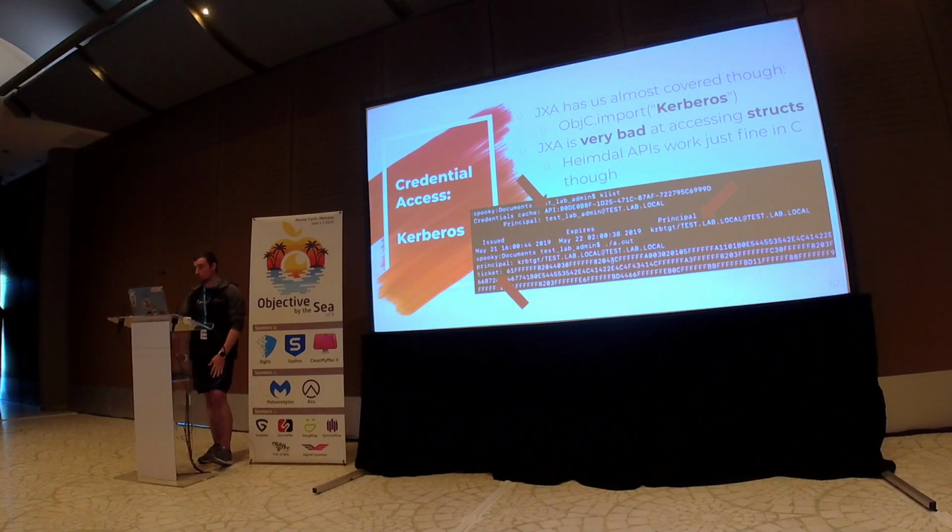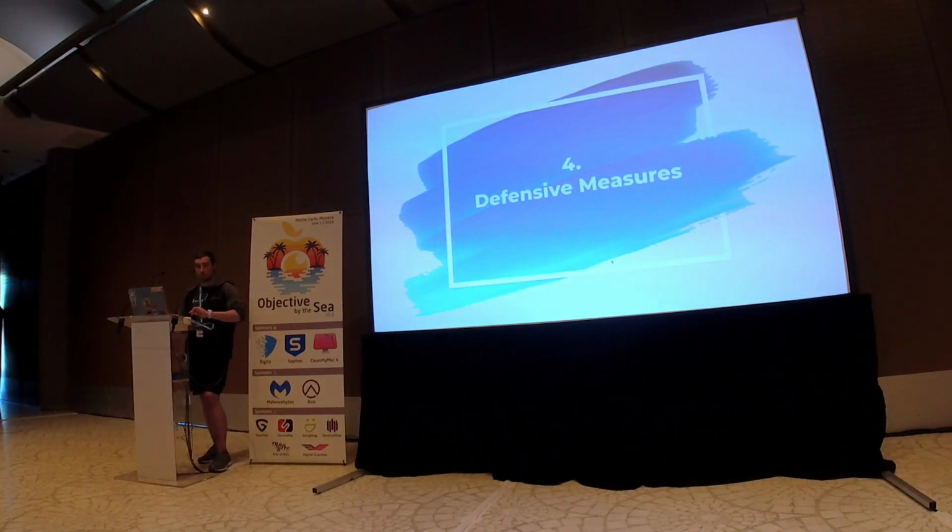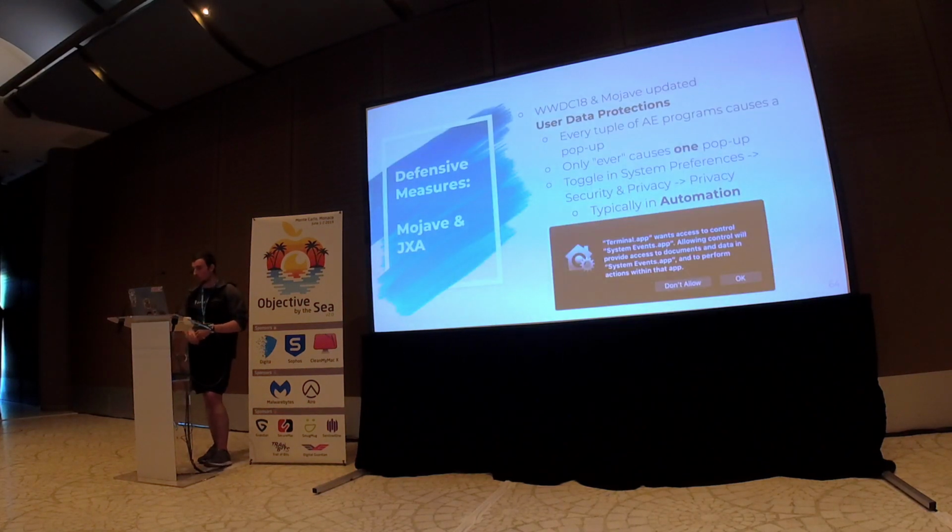Pretty easy and useful. So the last thing I'll talk about, since I'm pretty close on time, is looking at the defensive measures that Apple has put into play to help prevent some of this. This was already talked about a couple of times today. With Mojave, it goes through for every tuple that you're trying to access. So for every initiator and receiver program, there has to be a new prompt for whether you consent or deny this. The annoying thing here, though, is that you'll only ever get the prompt once.